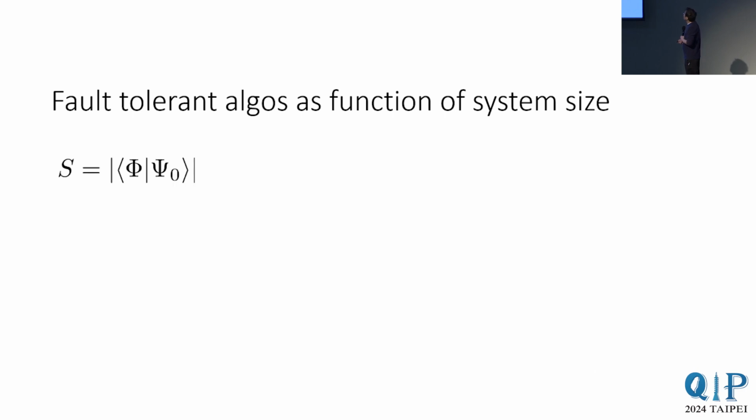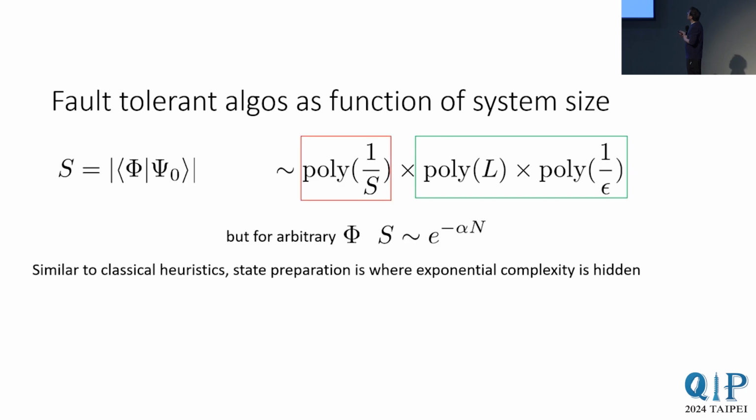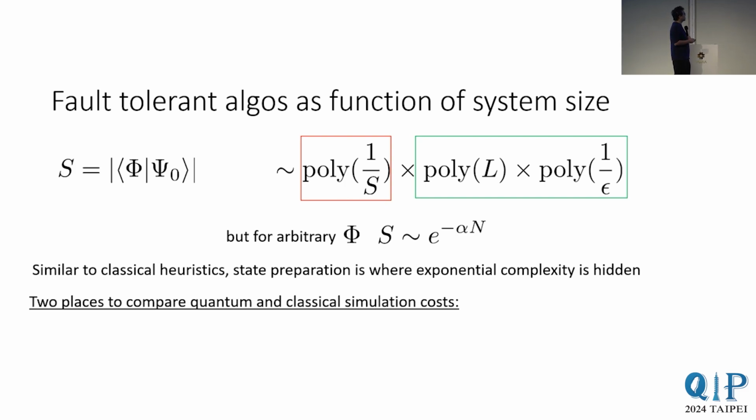Okay, so much like in the classical discussion, the polynomial piece here should be thought of as the cost of refinement, and this polynomial in the inverse overlap is the problem of preparing the state. It has the same structure as the classical case, and similar to classical heuristic state preparations where the complexity is hidden. And so there's really two ways in which you can compare quantum and classical simulation costs.